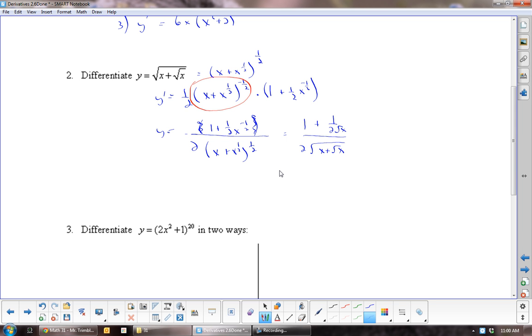Okay, everyone with me so far? I just got rid of the exponents and turned it into radical signs. Now, you can't have a fraction in a fraction, and up top we still have 1 over 2 root x. So I'm going to have to find a common denominator. So this is going to equal 2 root x over 2 root x plus 1 over 2 root x. And that's all over 2. That's just a mean example.